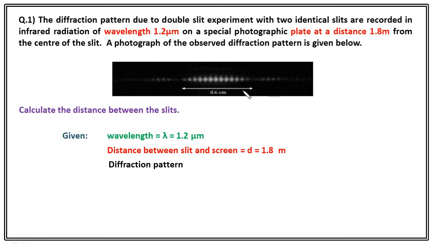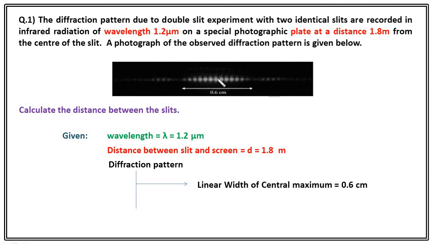The very first information which we can get from here is the linear width of central maxima, indicated by this double-sided arrow, 0.6 centimeter. This is the first minima on the right hand side. This is the first minima on the left hand side. So the distance between them is the linear width of central maxima, right? That's 0.6 centimeter.